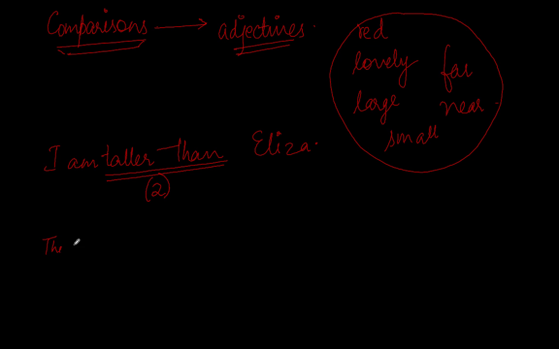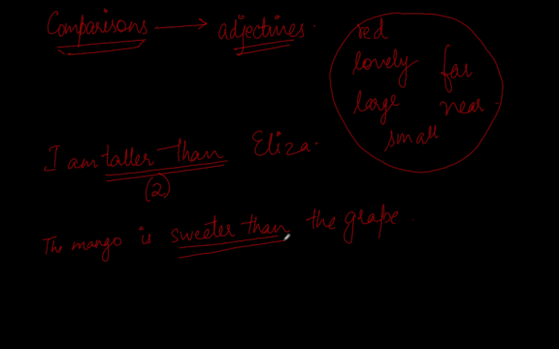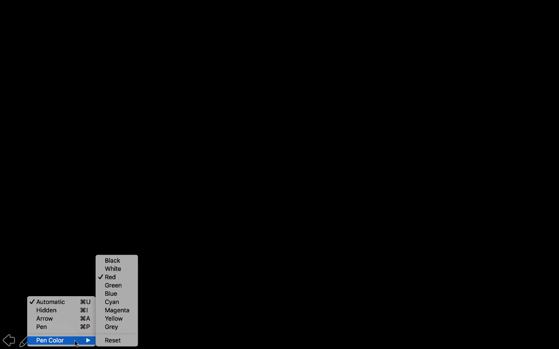Or the mango is sweeter than the grape. Again, the comparison that is being used is sweeter than, and it's being used to compare two fruits. One is the mango, one is the grape. So that is an example of comparison. Now let's look at a few other examples. When you talk about two things, we use these comparisons. But what about one thing?